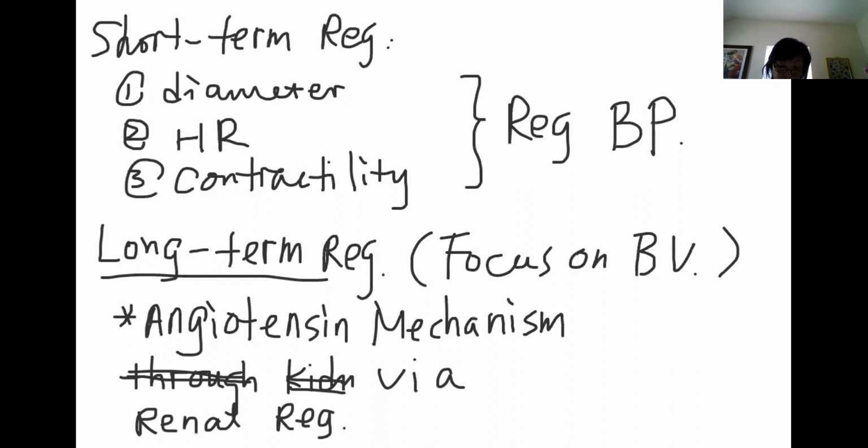So let's look at the long-term regulation here. Let's say if you have a car accident, you lost blood, then you have less blood volume, right? And this will be sensed by the kidney cells.